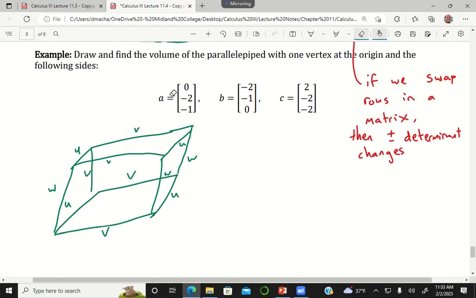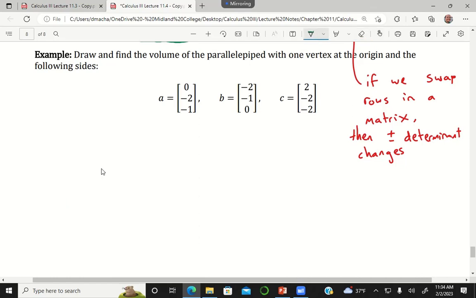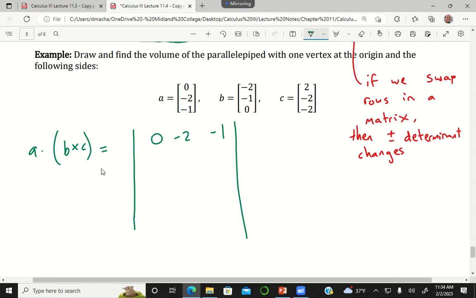And so if you wanted to work this example, you just have to take the triple scalar product of A, B, and C. That triple scalar product would be like A dot B cross C, but we know that the easiest way to compute this triple scalar product would just be to write the matrix 0, -2, -1, -2, -1, 0, and 2, -2, -2, and then take the determinant.